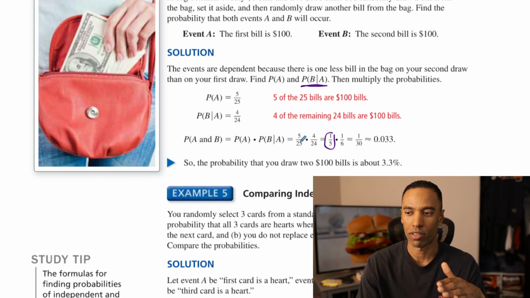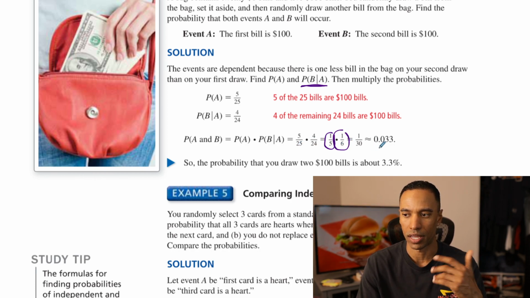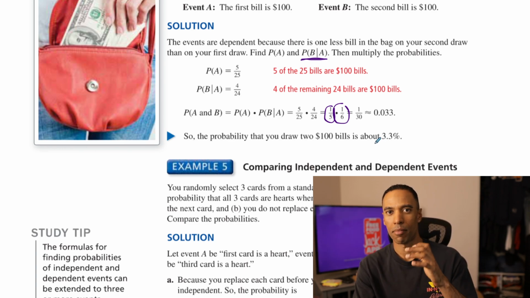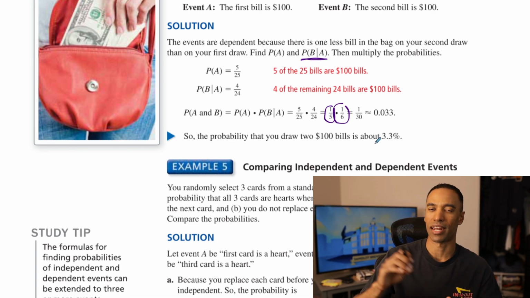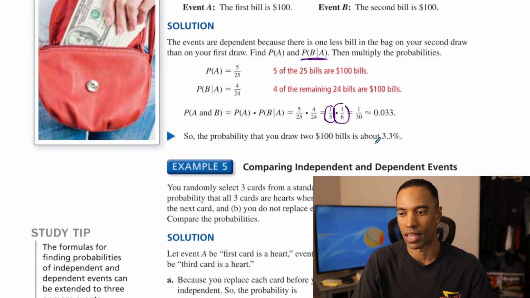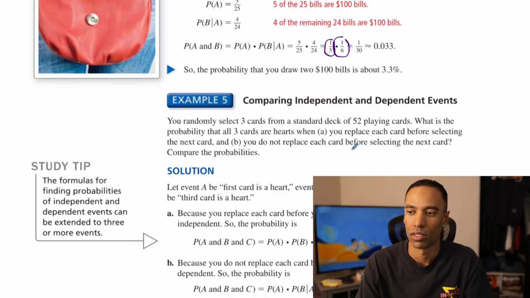So we do 5 out of 25 times 4 out of 24, or 1/5 times 1/6, which is 1/30, or about 3.3%. So one outcome affected the other outcome because we set it aside. That was without replacement, another way of saying that. They're going to say that sometimes.